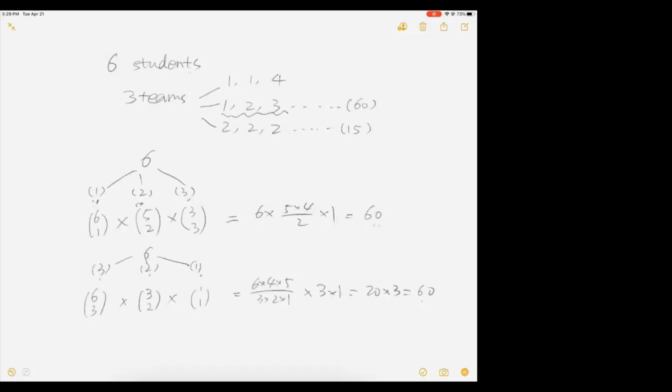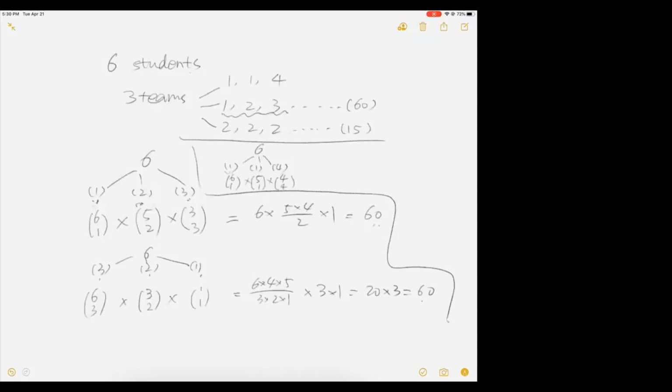Right. So next one, let's see what we got for 1, 1, 4. So let me crop the tiny space here. Okay, 6 into 1, 1, and 4. For the first one, we'll do 6 choose 1. After you choose 1, there are 5 students left. We'll do 5 choose 1. After that, there are 4 students left. 4 choose 4. Okay, we will multiply them together.